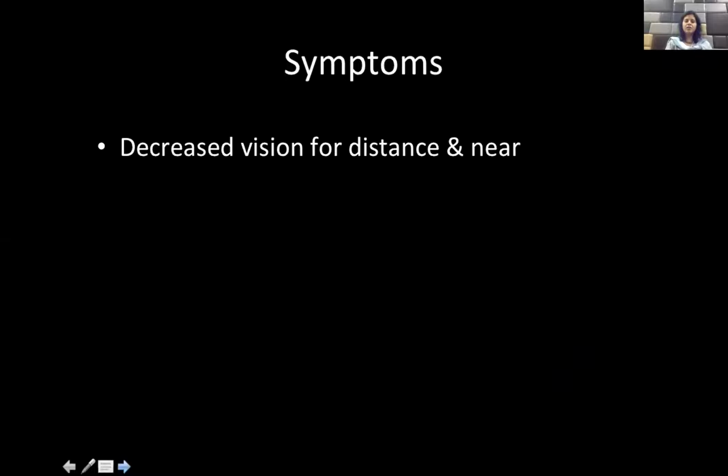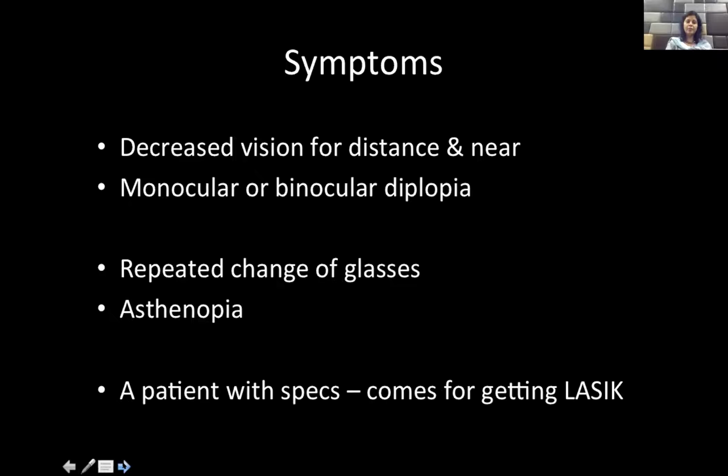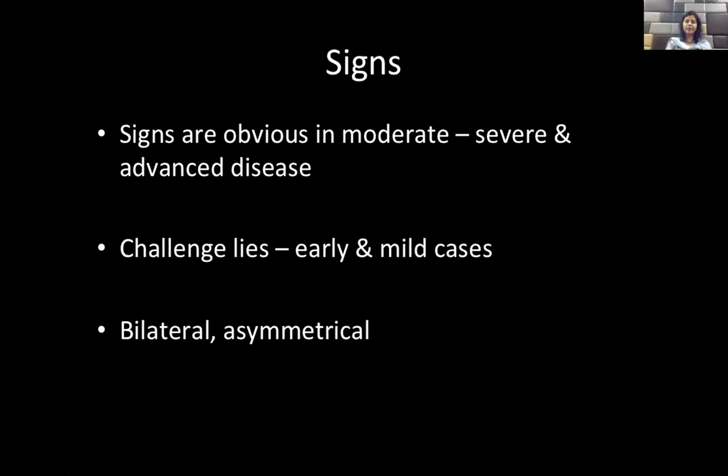So in terms of symptoms, the patient will give a history of decreased vision for distance and near. There may be monocular or binocular diplopia. There may be a history of repeated change of glasses power. There may be asthenopia, or a patient may come to your OPD with spectacles and say, I want to get LASIK done, and you incidentally detect keratoconus when you do the scans.